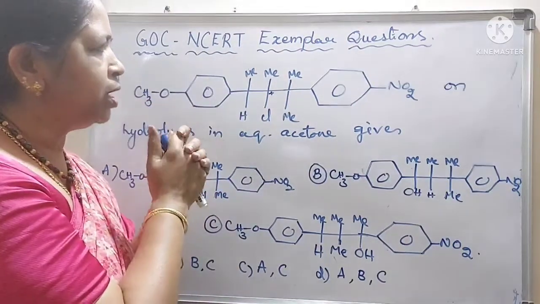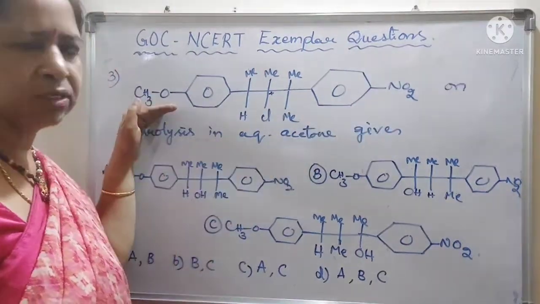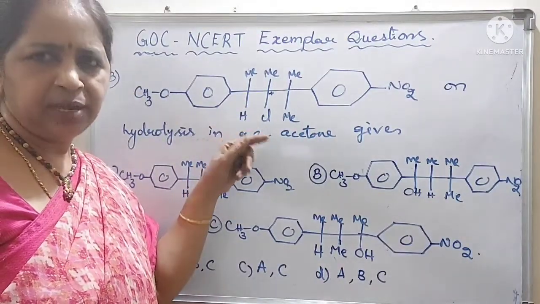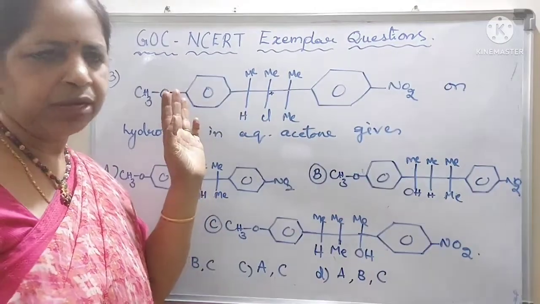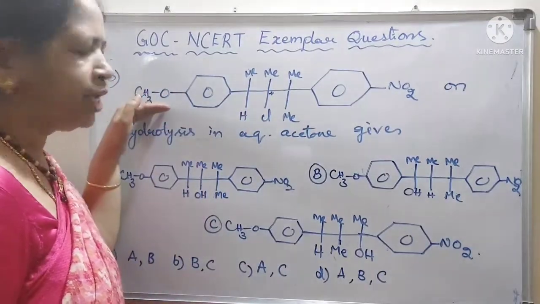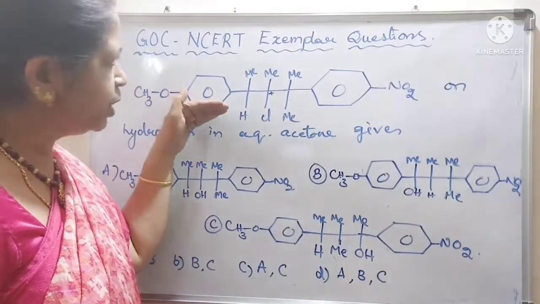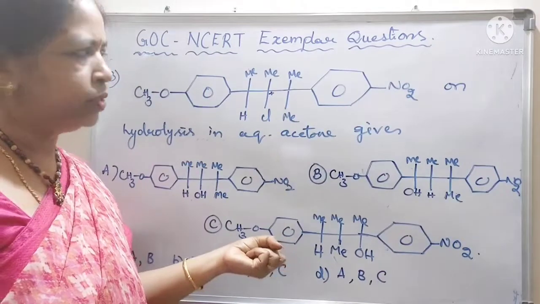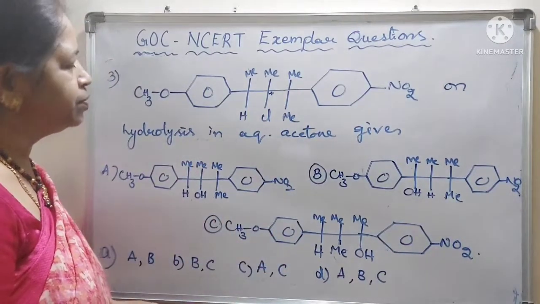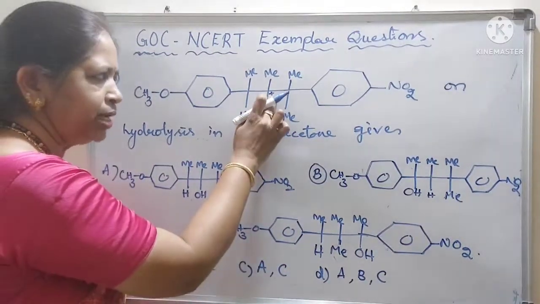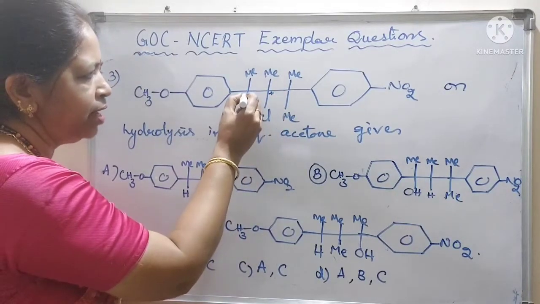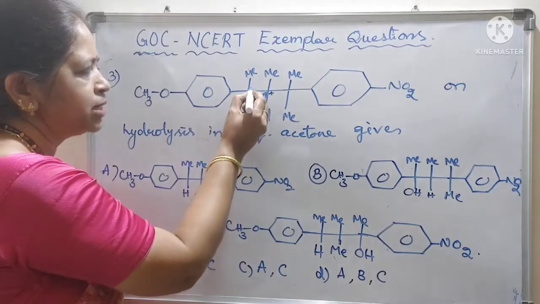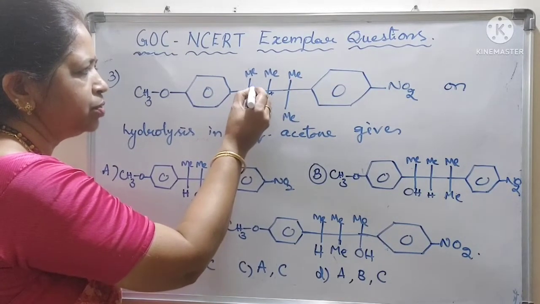Now what is the nature of this nitro group and methoxy group? On the hydrolysis, this chloride ion is eliminated and it forms the carbonium ion. This methoxy group is an electron releasing group and nitro group is an electron withdrawing group. So what happens is, this carbonium ion, even though it is stable, this hydride ion will migrate towards this carbonium ion, giving carbonium site to this carbon also.